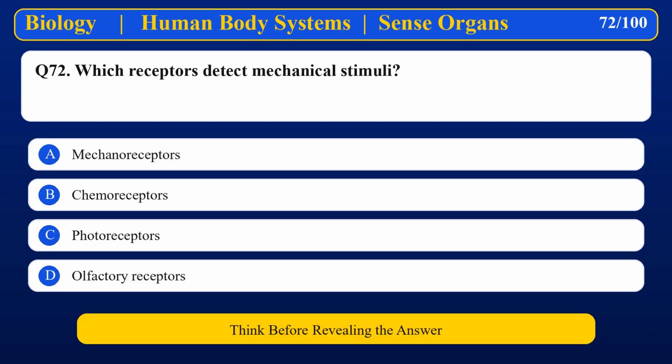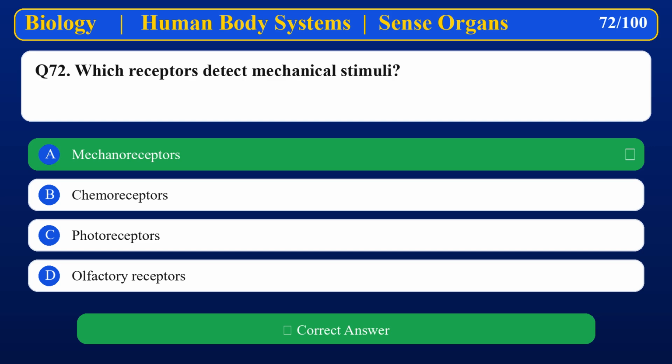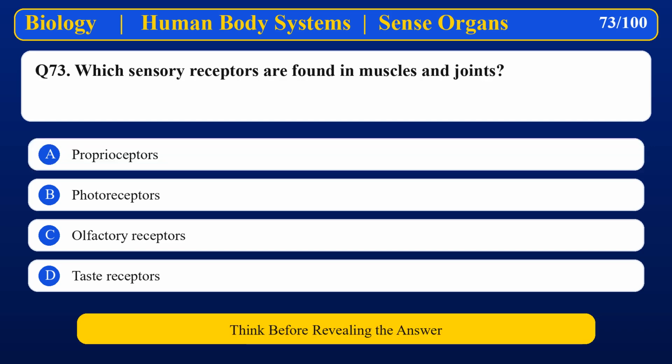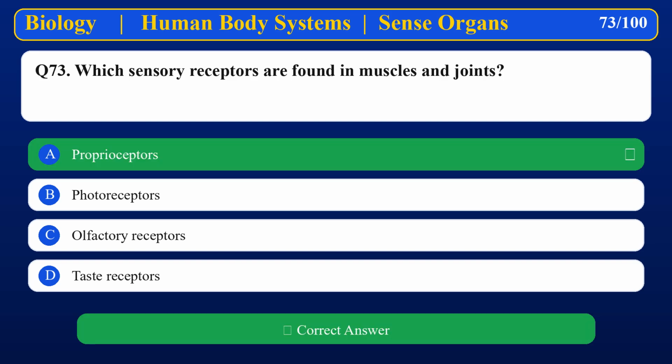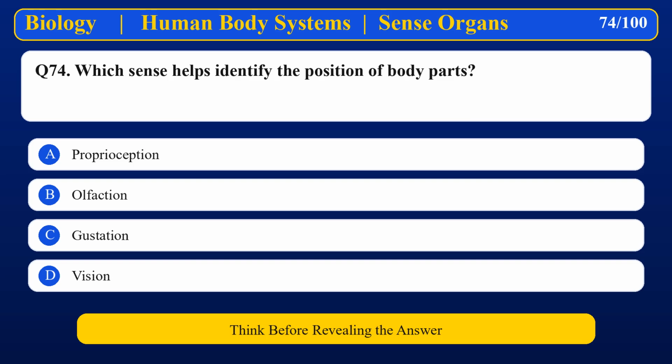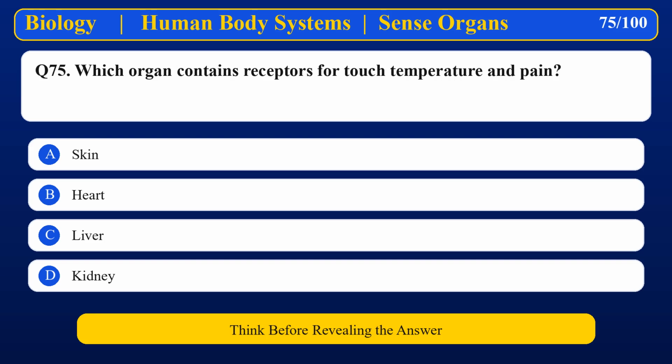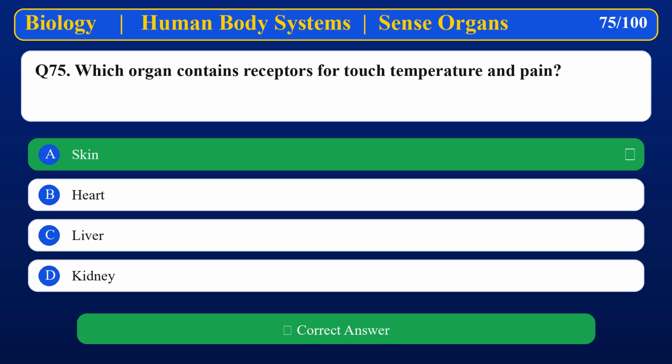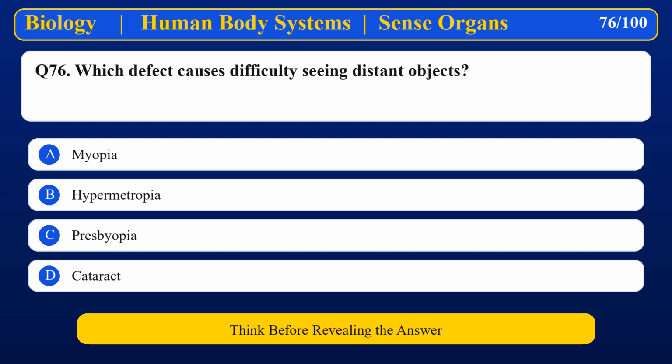Chemoreceptors. Which receptors detect light? Photoreceptors. Which receptors detect mechanical stimuli? Mechanoreceptors. Which sensory receptors are found in muscles and joints? Proprioceptors. Which sense helps identify the position of body parts? Proprioception. Which organ contains receptors for touch, temperature, and pain? Skin. Which defect causes difficulty seeing distant objects?